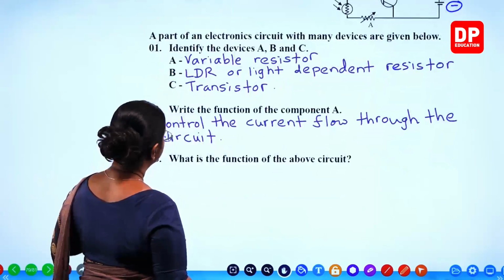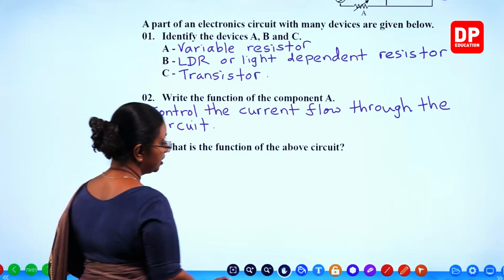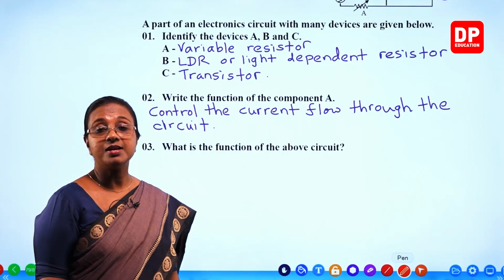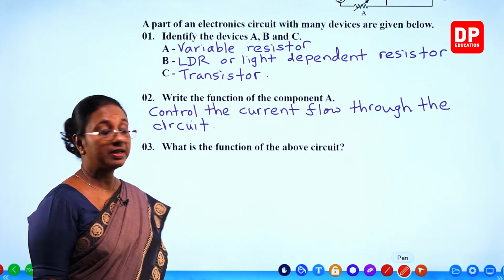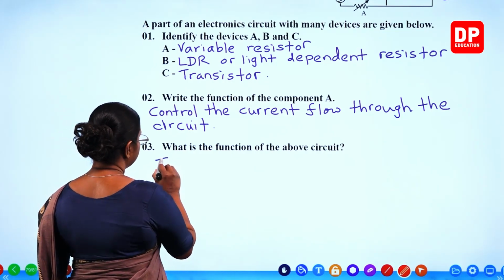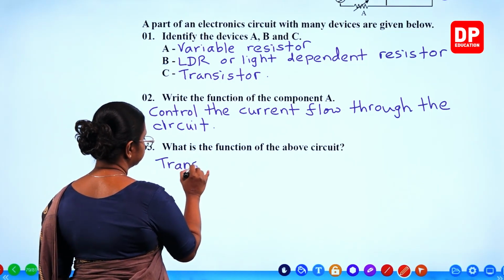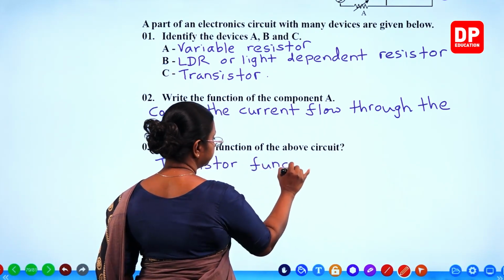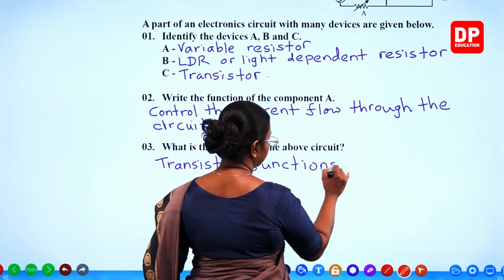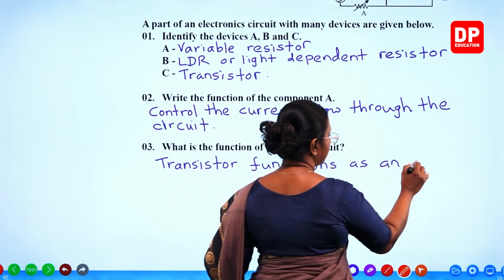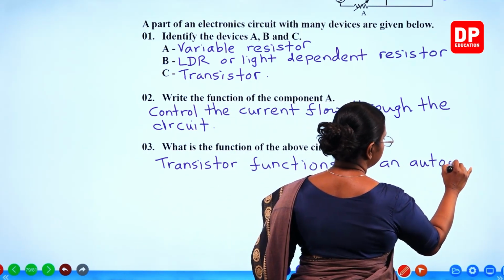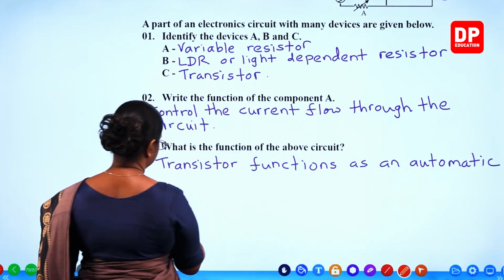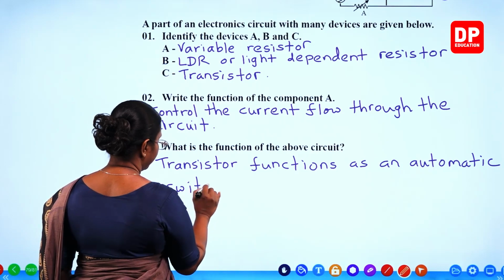So then the third part of the question, what is the function of the above circuit? Transistor act as an automatic switch. Transistor functions as an automatic switch.